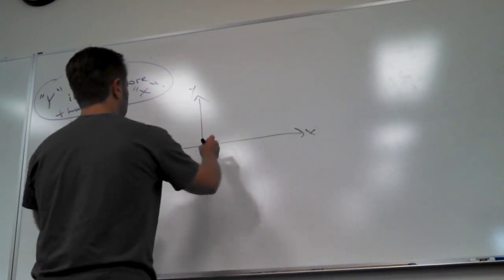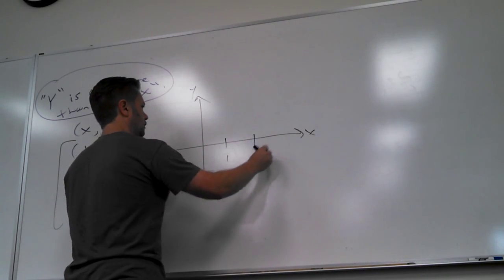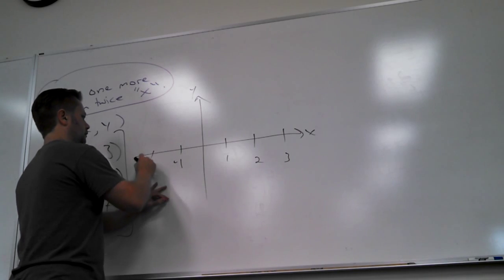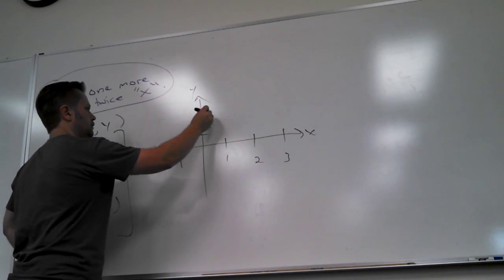All right, let's see. Catch up to you guys. So my x's are 1, negative 1, and 3. So I can make that like that maybe. My y's have to go up to 7. So let me do 2, 4, 6, 8.